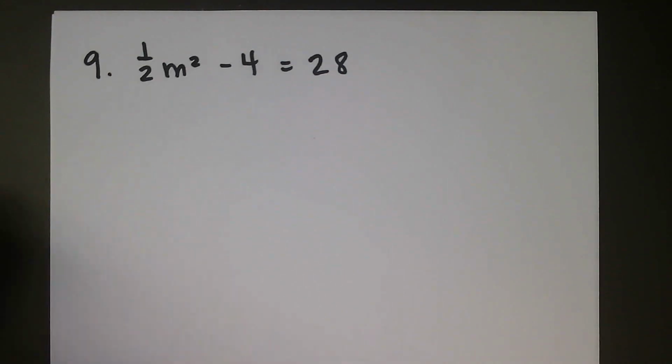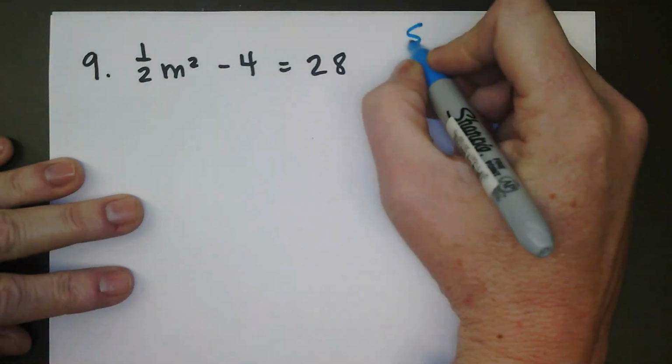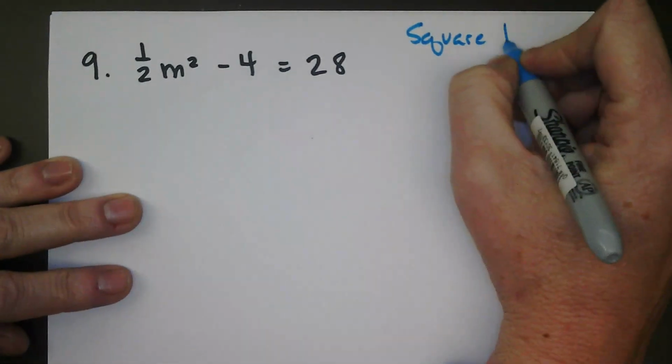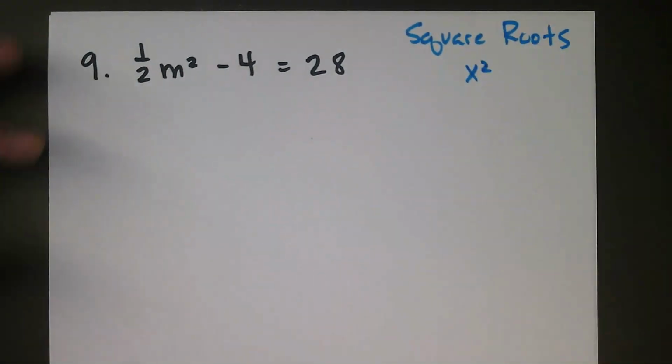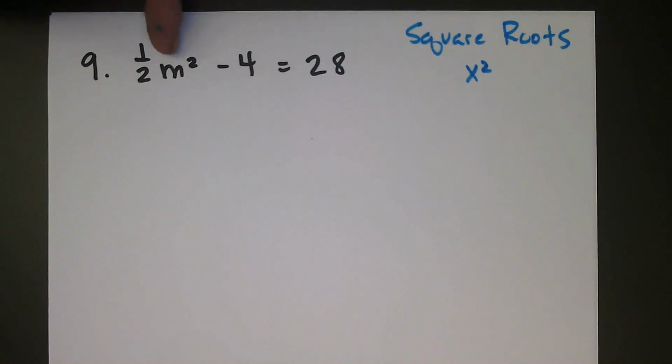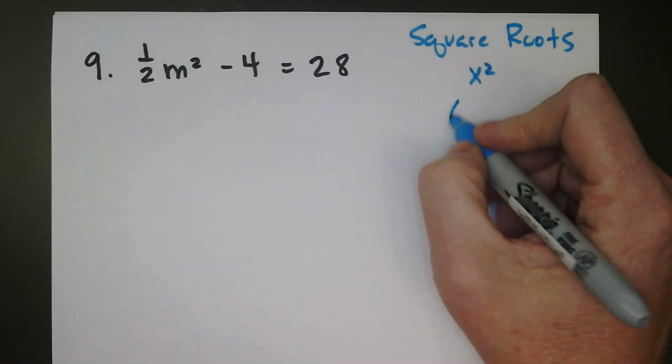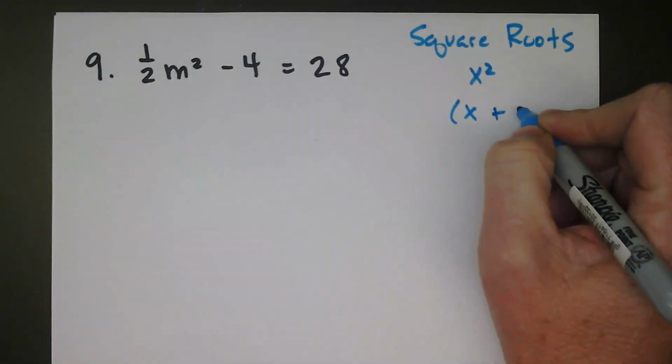Okay, we're looking to solve these quadratic equations, and we're going to use the technique of square roots. The reason I know I can use square roots is you use this technique in one of two situations. You either have just an x squared, or in this case an m, a variable to the second power, and that's the only place you see the variable, or you happen to have it contained in a set of parentheses.